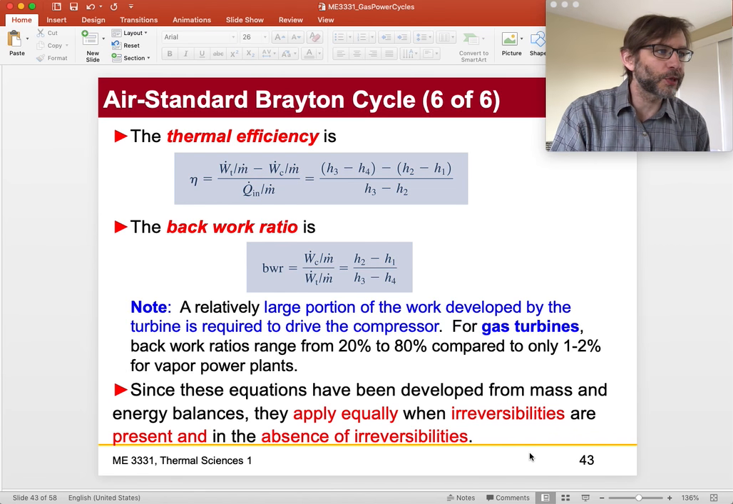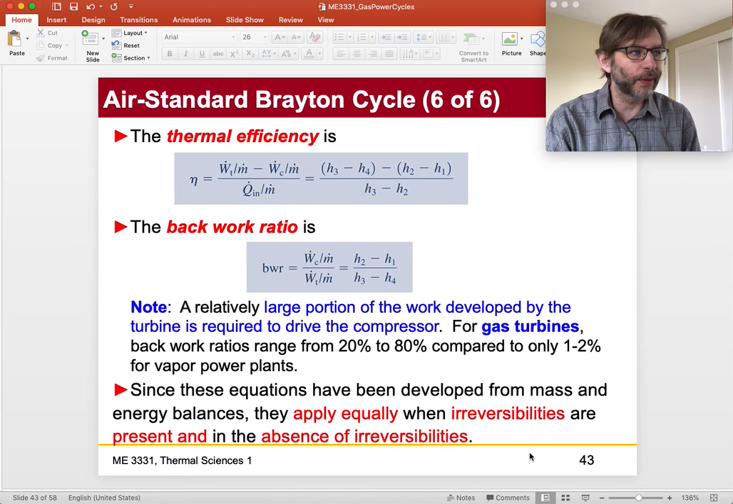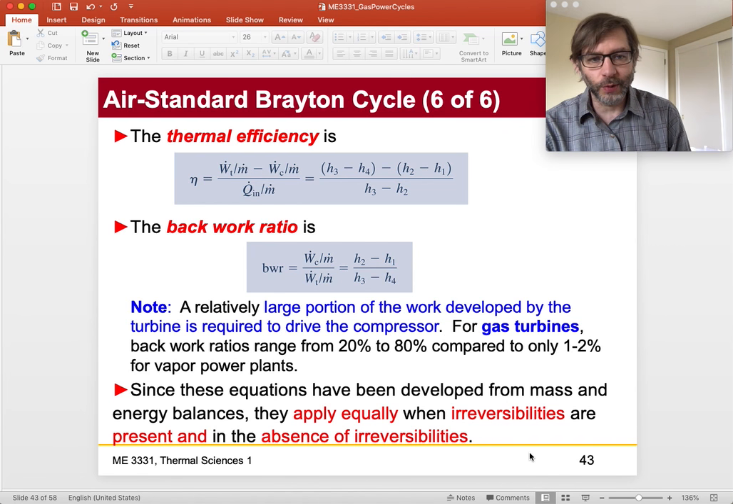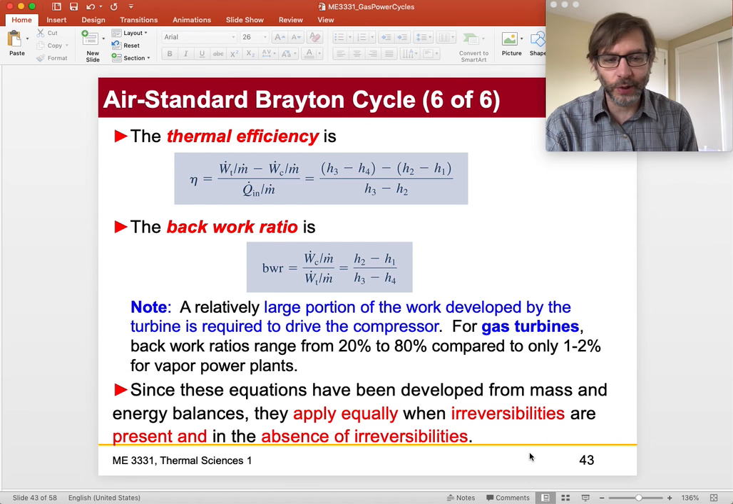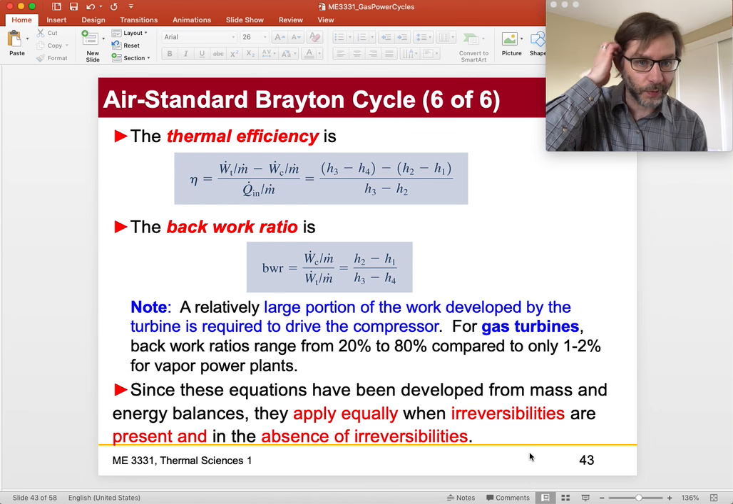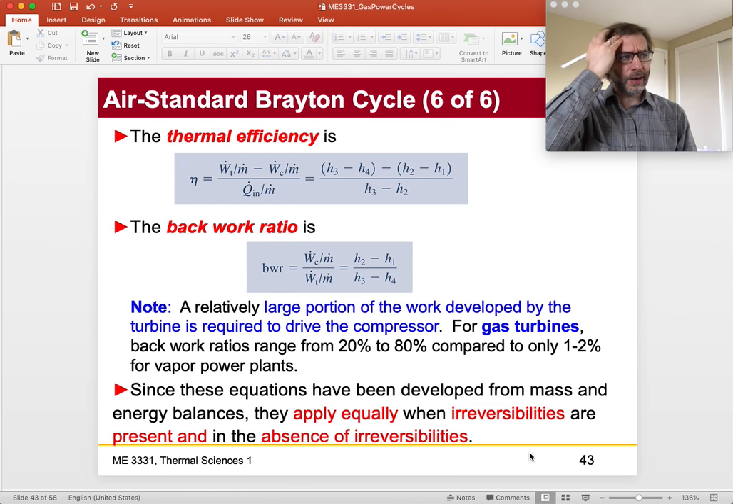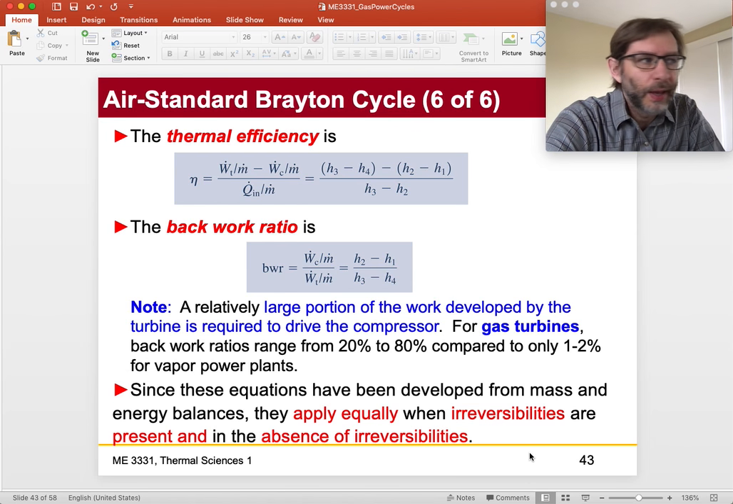The parameters, of course, that we have to consider are the thermal efficiency, which is given here, which is the net work, which is turbine minus compressor work, over the heat in. So it's what you get out over what you put in, which is the first law efficiency. The back work ratio is something we calculated in the Rankine cycle example, and that is equal to the work of the compressor over the work of the turbine.